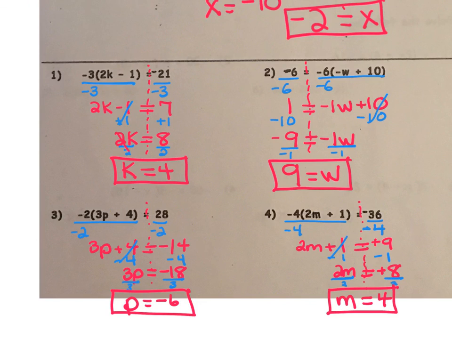Let's check our work. For number 1, k equals 4. For number 2, 9 equals w. For number 3, p equals -6. And for number 4, m equals 4.